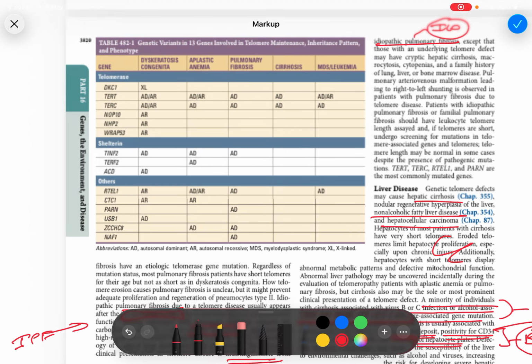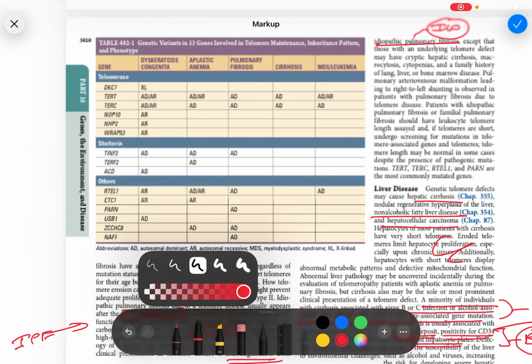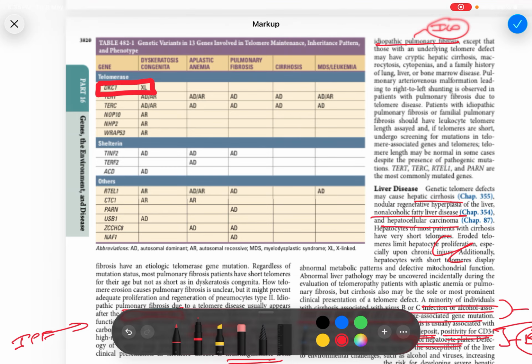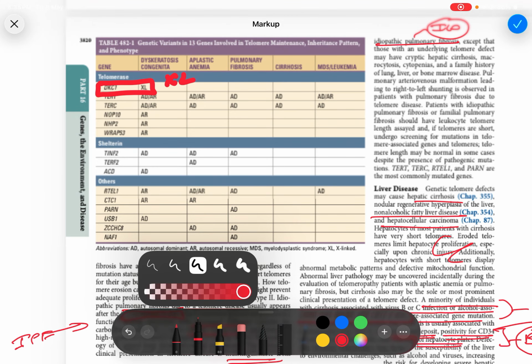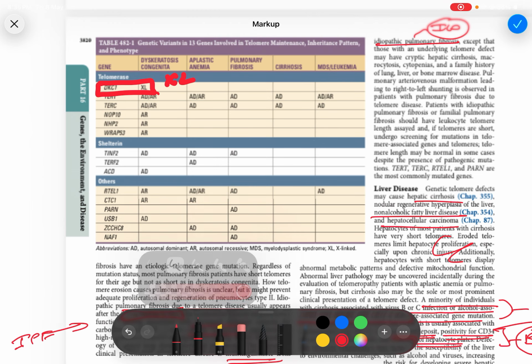And coming to the genetics part, which I don't want to miss, DKC is associated with X-linked. Dyskeratosis congenita gene is associated with X-linked. TERT and TERC are associated with autosomal dominant and autosomal recessive. And all these genes I want you to know.